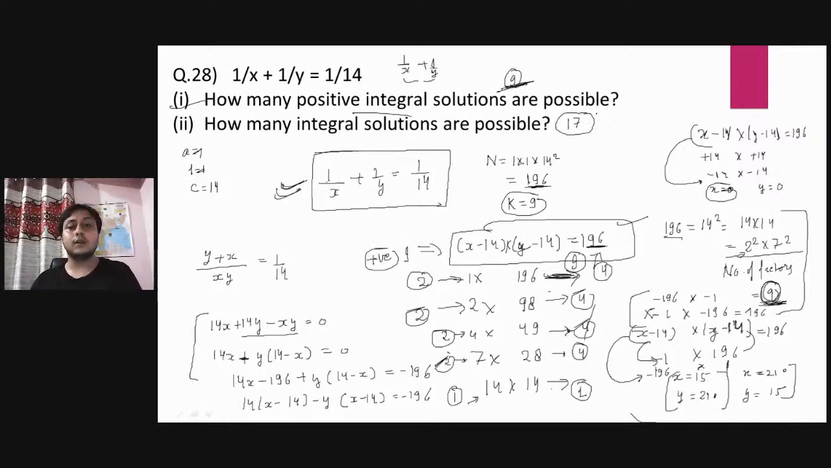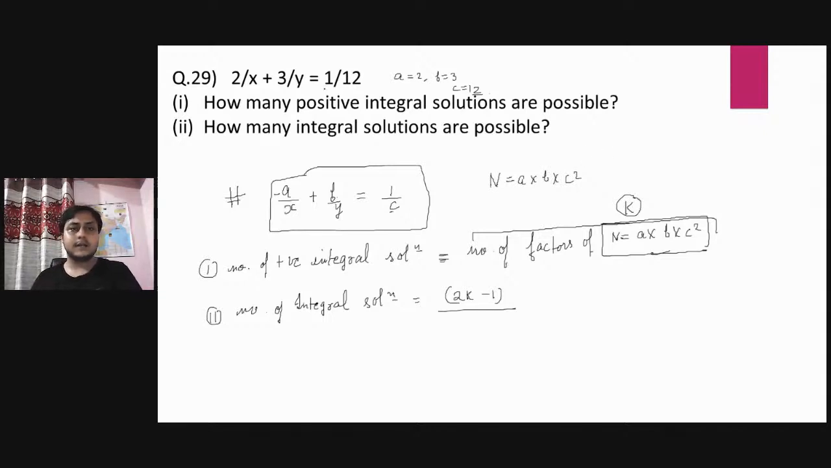And the answer of second one is what? 2k minus 1. Guys, what? 2k minus 1 means 2 into 9, 2 into 9 minus 1 means 18 minus 1, 17 directly. 17. Got it, guys? Clear?